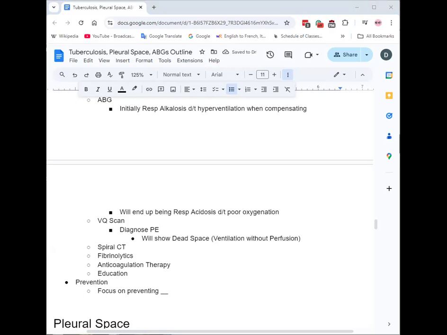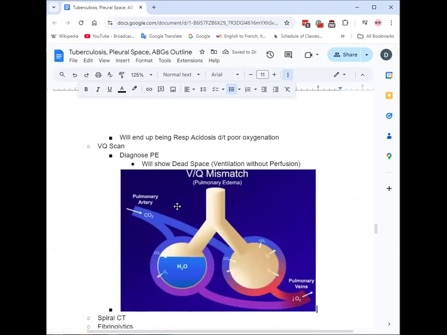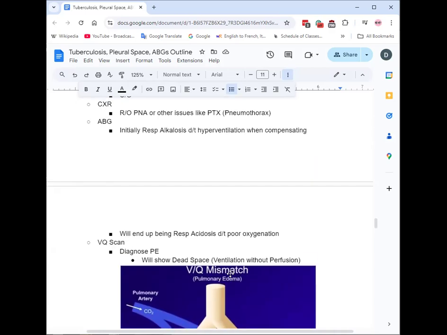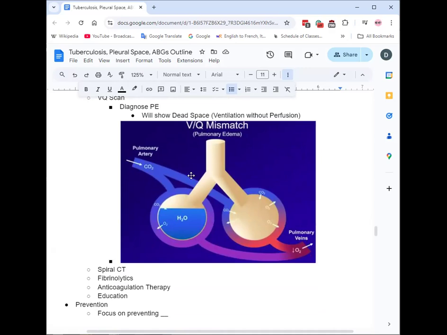Here I have a picture of a VQ mismatch. It's not for a PE, it's for a pulmonary edema, but it gets the general idea across. Here, the VQ mismatch is due to fluid in the alveoli. But in the case of a PE, there would be occlusion, so it wouldn't be able to exchange because of the blood flow being impeded, as opposed to fluid causing issues.